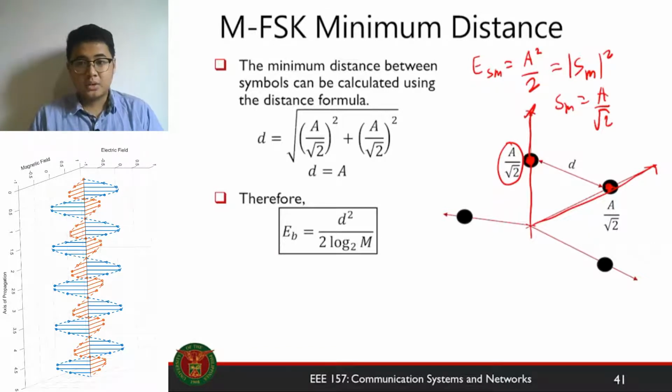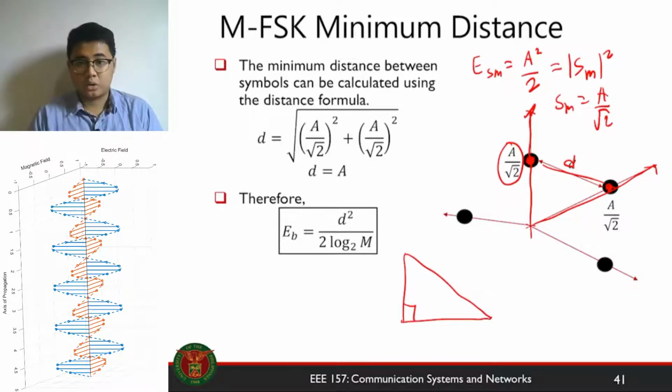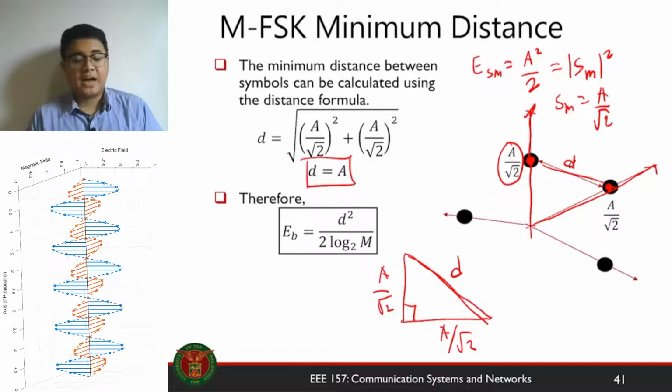Okay? So if they're orthogonal, how do we compute the distance between them? We just need to use the Pythagorean theorem. The two symbols form a right triangle since their axes are orthogonal. The sides of that right triangle are both a squared over square root of 2. We can compute the distance between them using the Pythagorean theorem, and you get this value here.